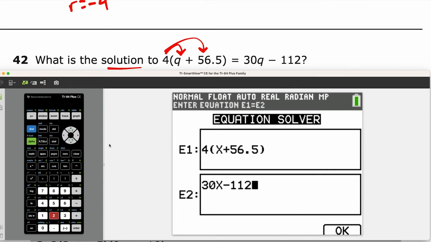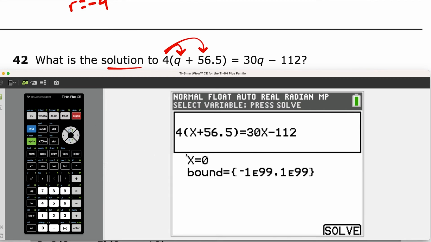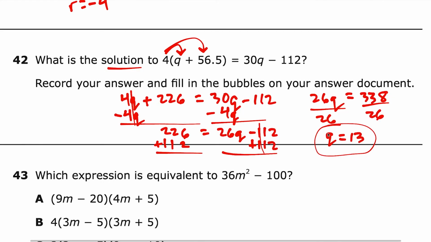And now to press OK, I'm going to press the graph button. And then x equals 0, and then we have this monstrous number here with a negative in front, and then another monster number. This is really meaning 1 times 10 to the 99. So that's a 1 with 99 zeros. So our answer should be between these two numbers because this is like really far to the left and really far to the right. I would be surprised if they made your answer 1 times 10 to the 100. That would just be cruel. So now to solve this, I'm going to press graph. And notice we get x equals 13, which matches our answer of q equals 13.